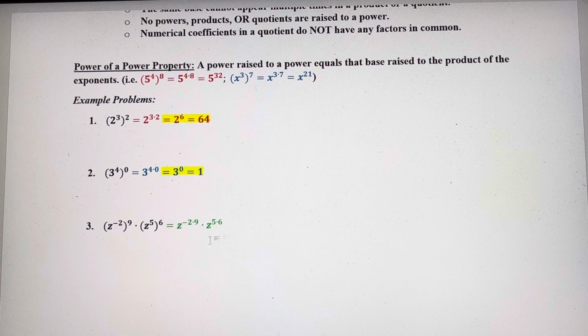All right, so let's simplify each of those individually. That gives me z to the negative 18. Again, negative 2 times 9 is negative 18. 5 times 6 is 30. Okay. Now I've got a product of two powers. So I'm going to use the rule we went over yesterday. We're going to add those exponents, and I get z to the 12th. And that's my final answer. I don't know what z is, so I can't evaluate that, all right? So that's how you use the power of a power property when dealing with the multiplication laws for exponents.